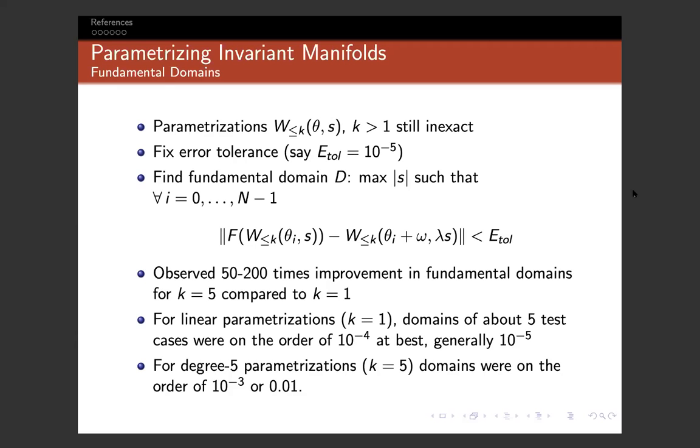And so for the linear parametrizations, we had domains of roughly 10 to the negative 4, 10 to the negative 5, versus for degree 5, it was 10 to the negative 3 or 0.01. And even for smaller S values than these maximum fundamental domain values, we expect to have better accuracy. So this maximum absolute value of S, we call the fundamental domain big D.